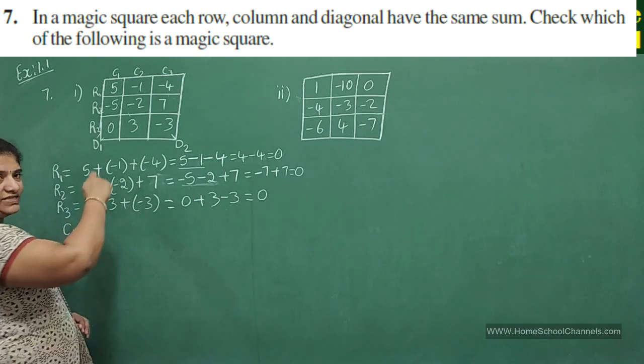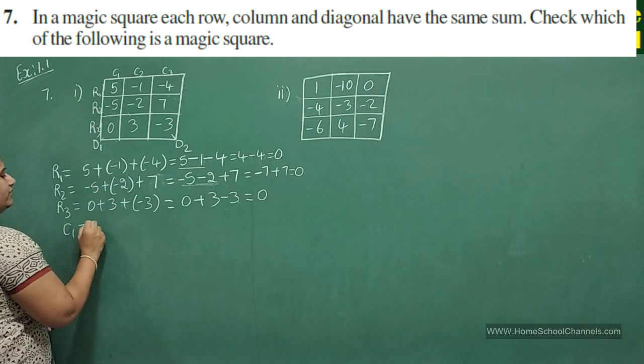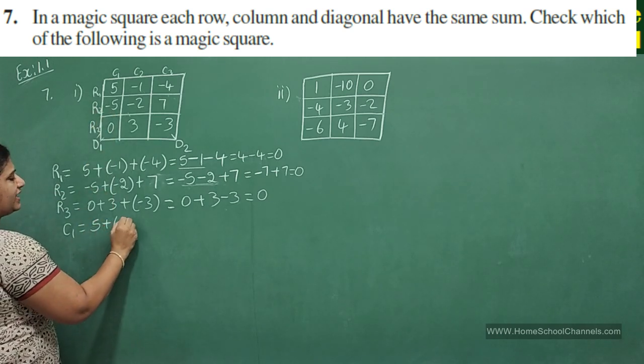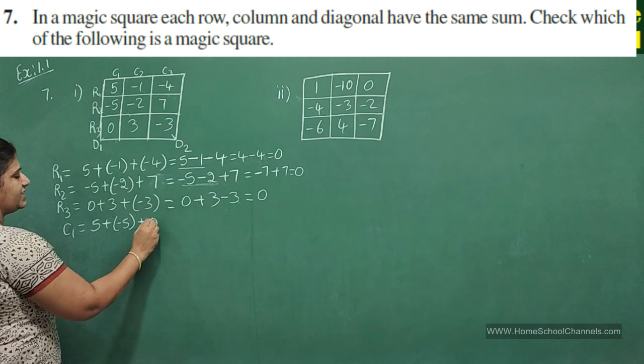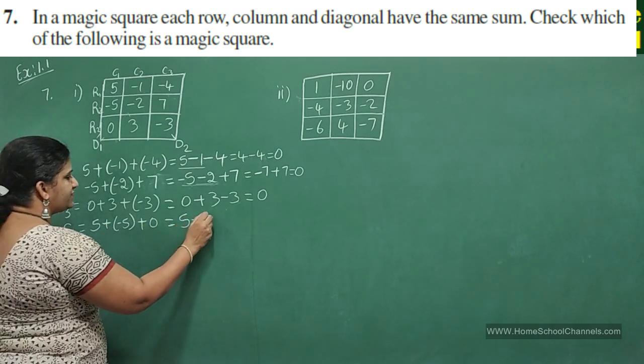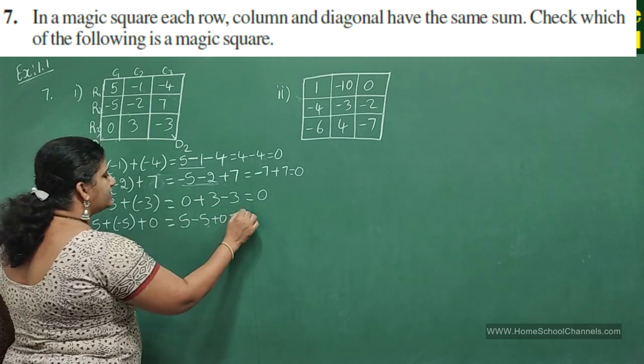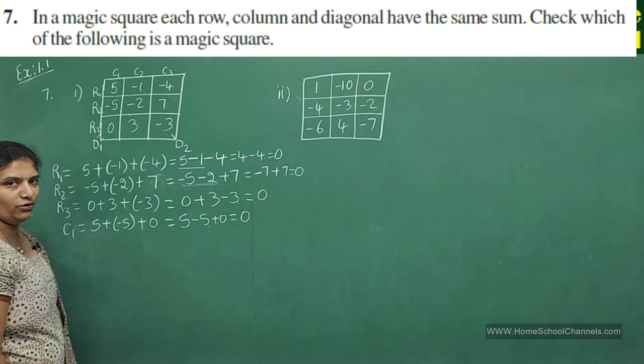C1, let us add the first column. These you need to add: 5 plus of minus 5 plus 0. 5 plus into minus, minus 5 plus 0. 5 minus 5 is 0. 0 plus 0 will be 0.